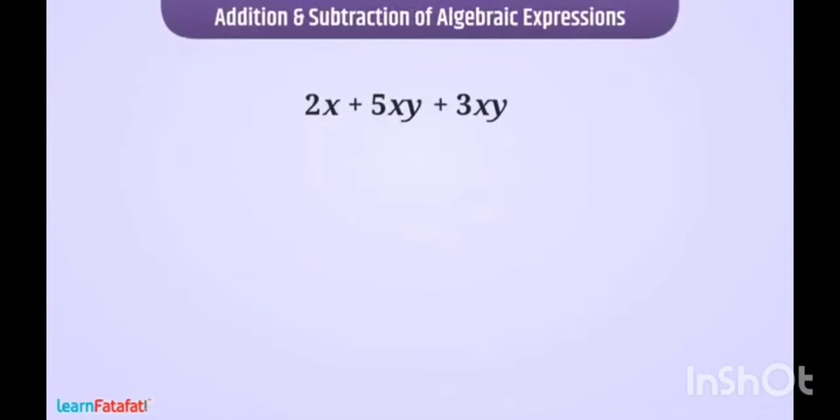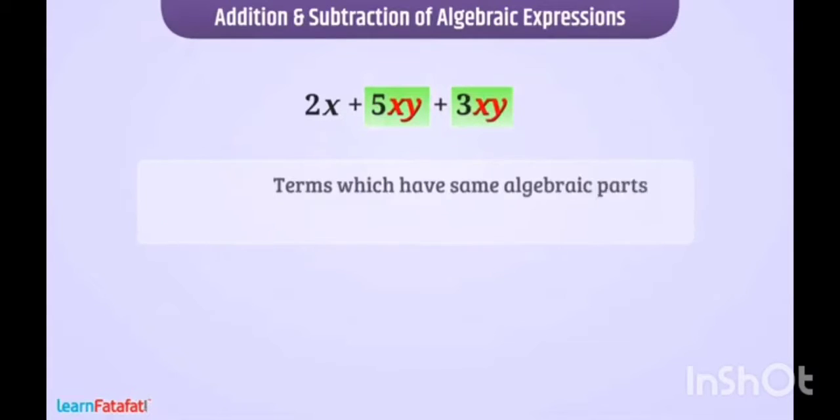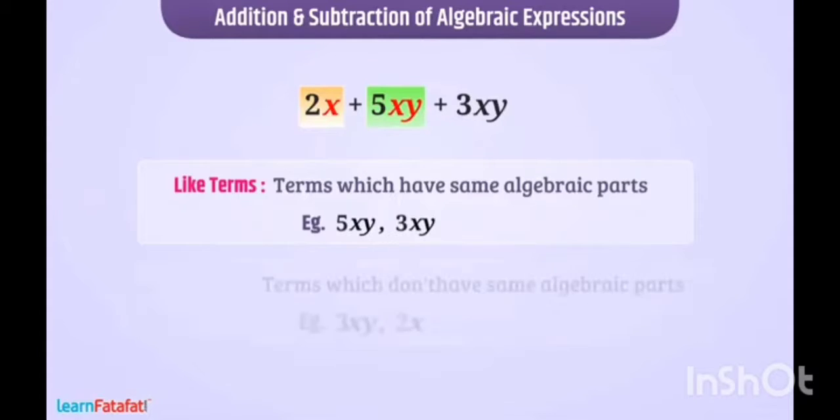Now, here is an expression. Look at the terms 5xy and 3xy. What do you notice? Here, if we look at these two terms, then we can notice that algebraic parts of these terms are same. Such terms which have same algebraic parts, irrespective of coefficient, are like terms. If we compare 2x and 5xy, then here algebraic parts are not same. Such terms are called unlike terms.